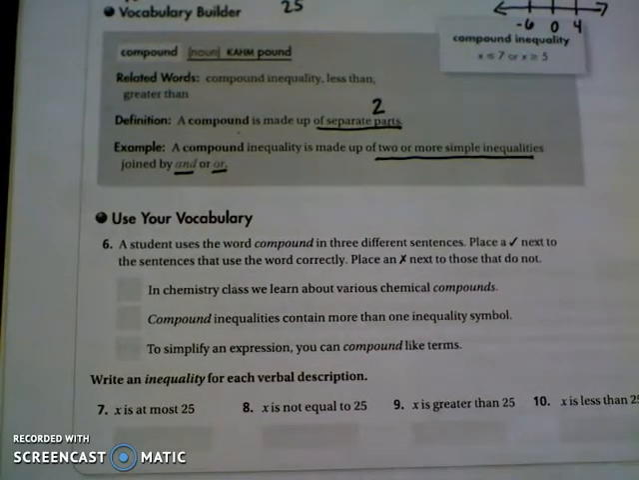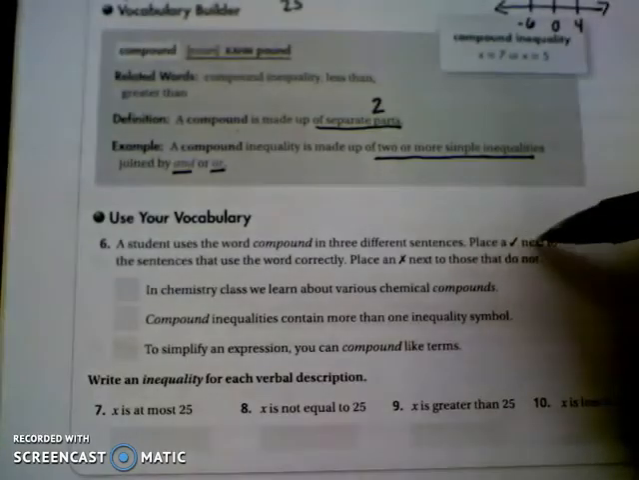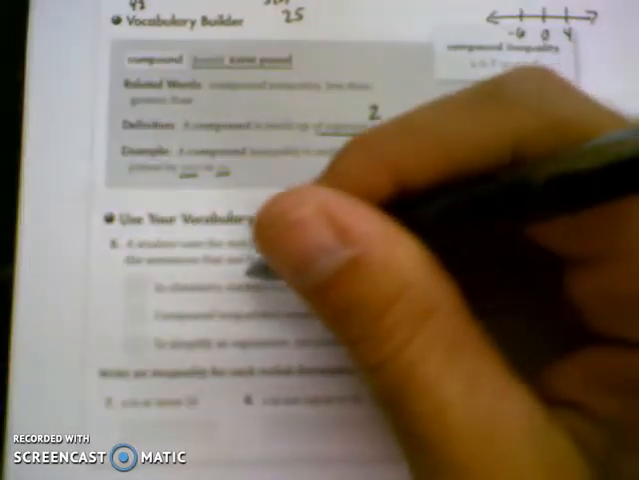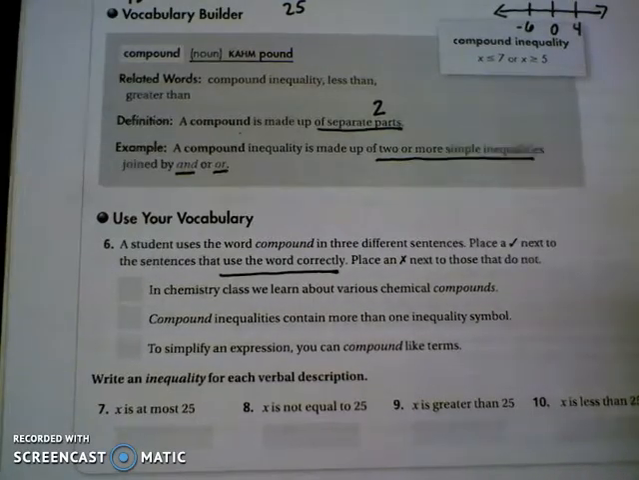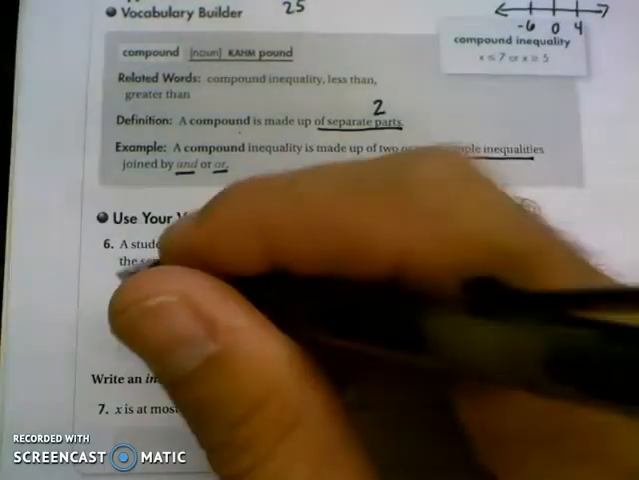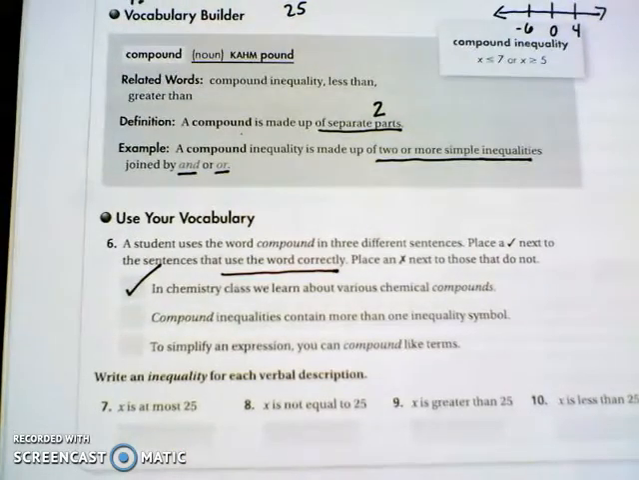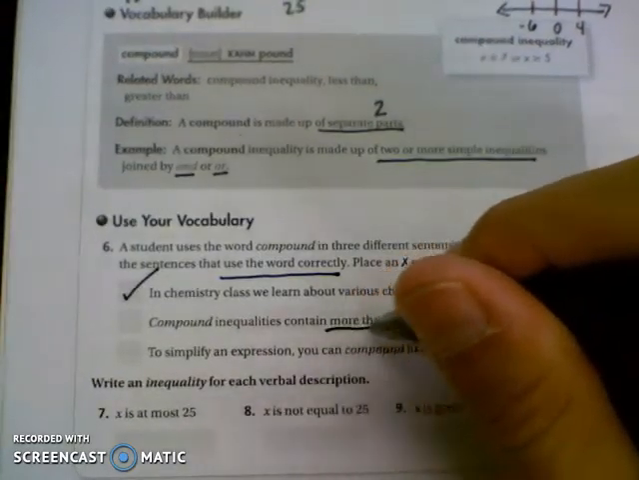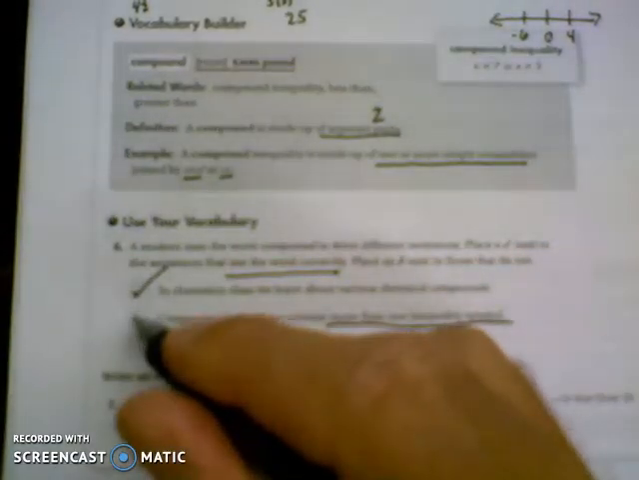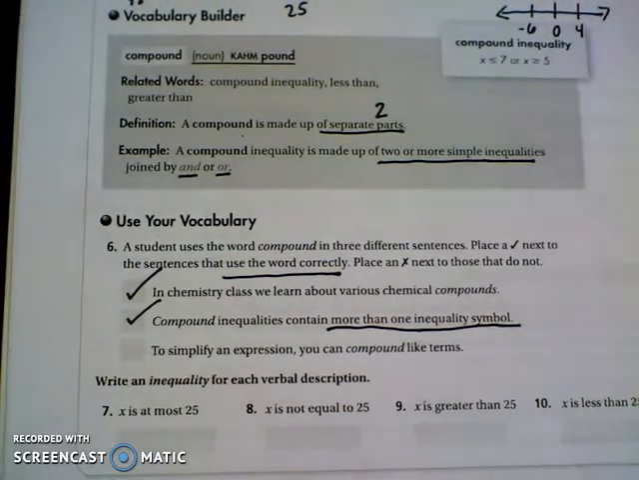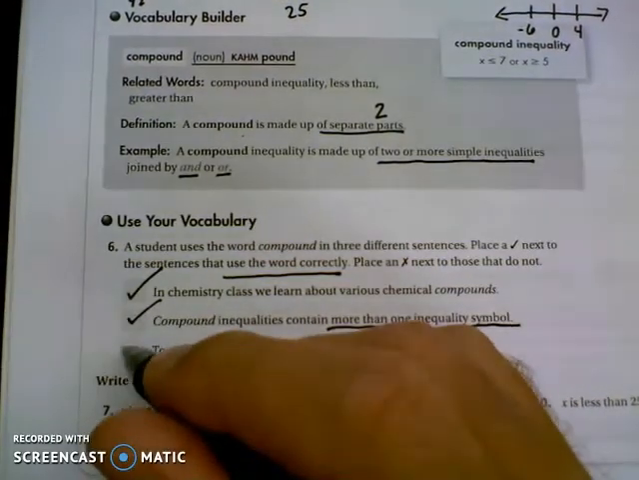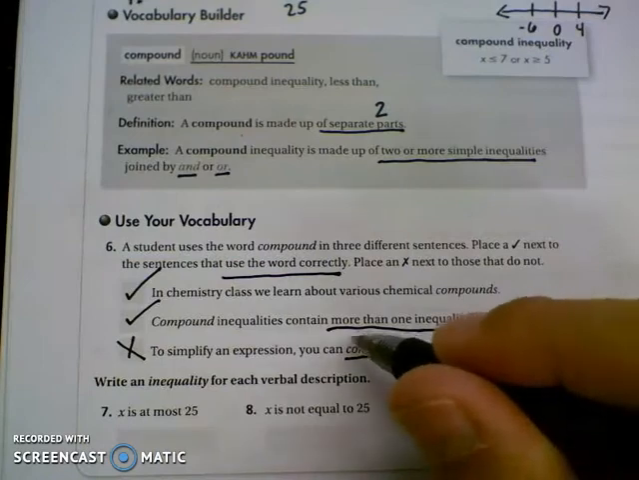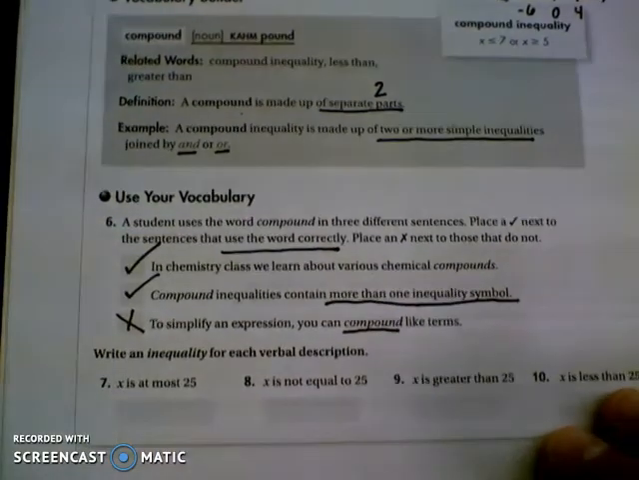A student uses the word compound in 3 different sentences. Place a check mark next to a sentence that is used correctly. Place an X next to one that is not used correctly. So in chemistry class, we learn about various chemical compounds: correct. A compound inequality contains more than one inequality symbol: correct. To simplify an expression, you can compound like terms: no. I think you're supposed to use the word simplify there. So this is not used correctly. You can simplify like terms or combine like terms.